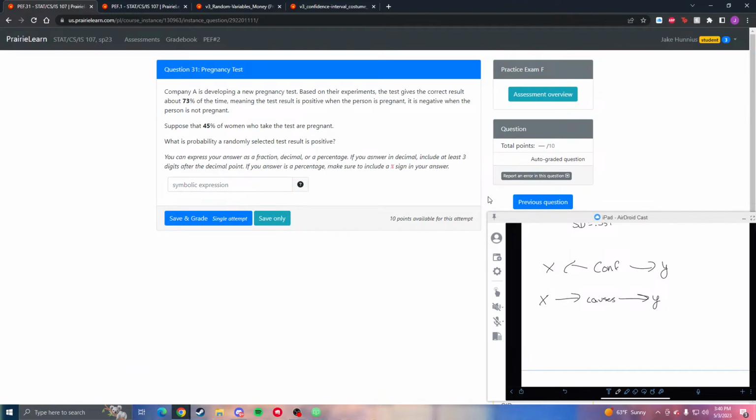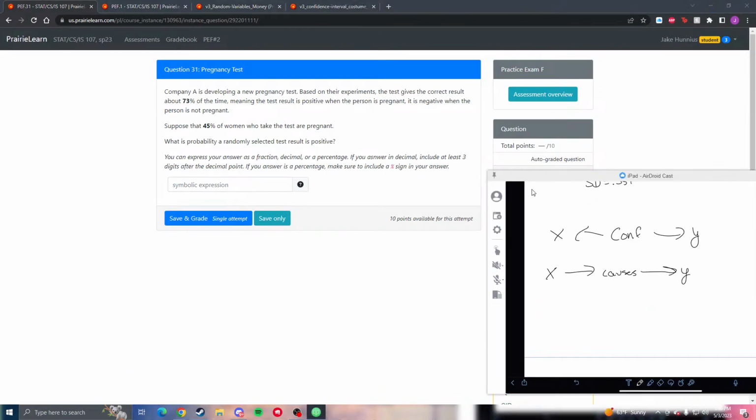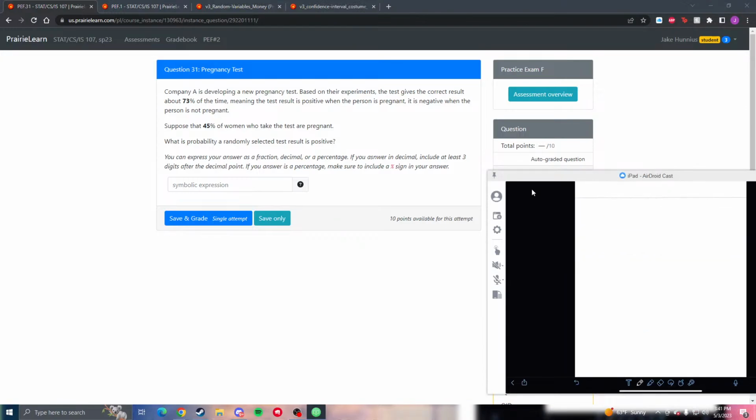Okay, this one's always complicated. This one is the tree question. So we have 100 women. 45 of them are pregnant. 55 of them are not. I'll do this tree one and then the daily sugar intake.